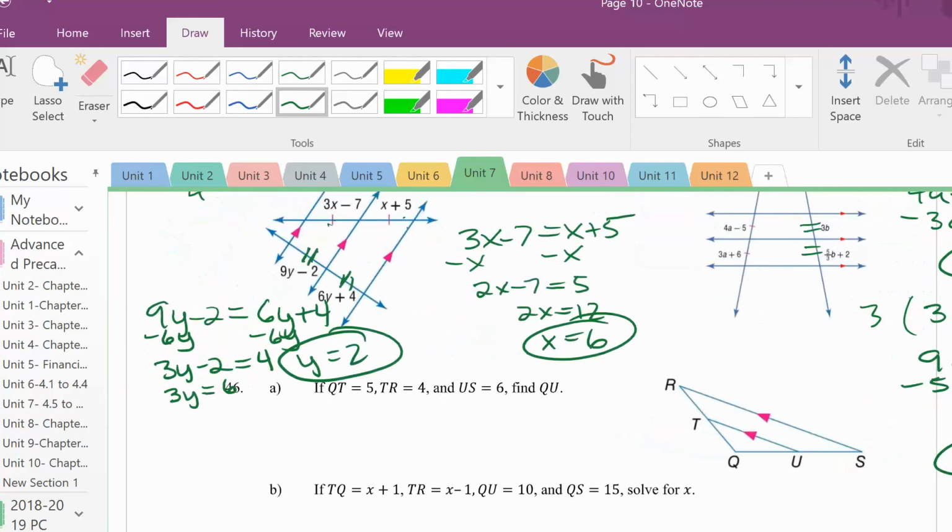So for the next one, it says QT is 5, RT is 4, US is 6, find QU. So set up a proportion, 5 over 4 is equal to x over 6. 4x is equal to 30. X is equal to 7.5, which is QU.